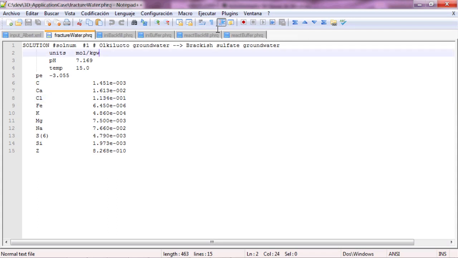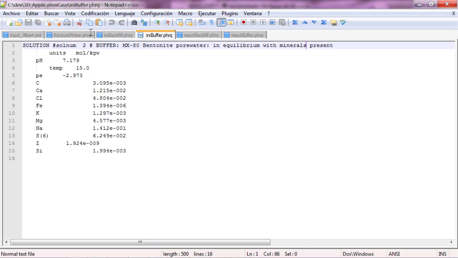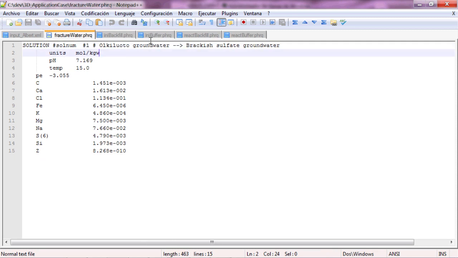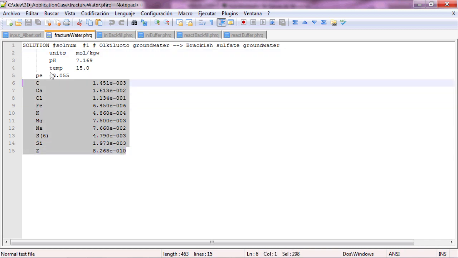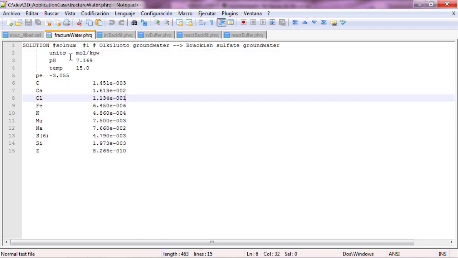Now, let's take a look at the necessary PhreeqC input files. First of all, observe that we need three water compositions. One water in equilibrium with the buffer, another water in equilibrium with the backfill, and finally, the fracture water. Here, we can see the composition of one of these three waters, the fracture water. This water is brackish, and is quite rich in sulfide.